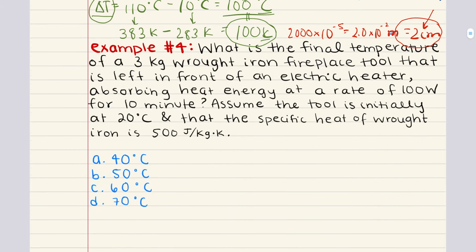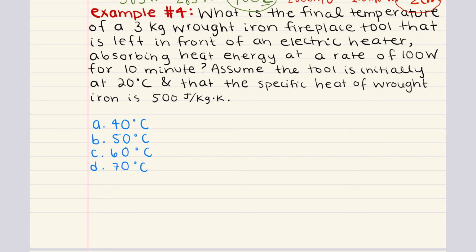Let's do problem 4. Problem 4 says, what is the final temperature of a 3 kilogram raw iron fireplace tool that is left in front of an electric heater absorbing heat energy at a rate of 100 watts for 10 minutes? Assume the tool is initially at 20 degrees Celsius and that the specific heat of the iron is 500 joules per kilogram times Kelvin.